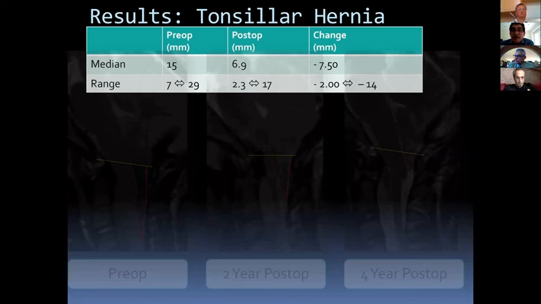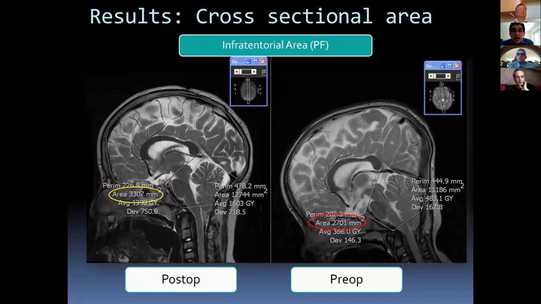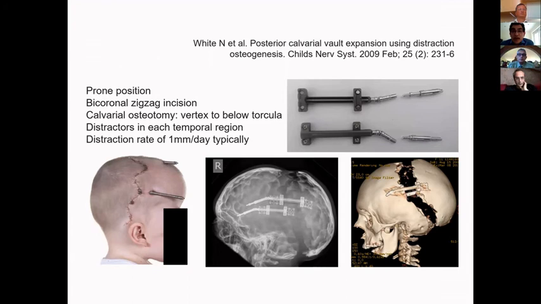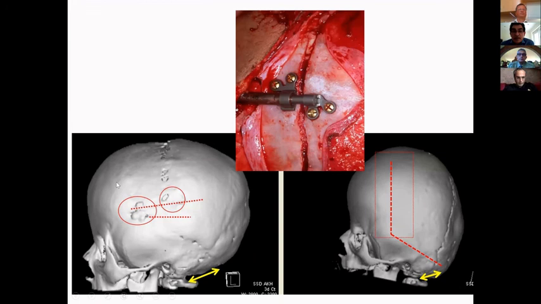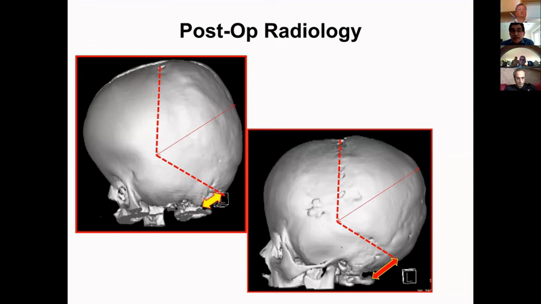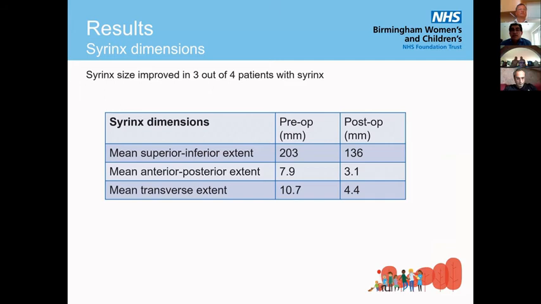So I'm just going to jump these pictures now. I think you've seen the technique, it's been published. The distraction requires basically pulling the skull back like that over a period of time. And you can see what happens. A flat back becomes a normal back. And it's this change in shape that results in more space for the hindbrain hernia to regress. This is the results of 75% of the patients that had distraction where the syrinx had regression or deflation of the syrinx.